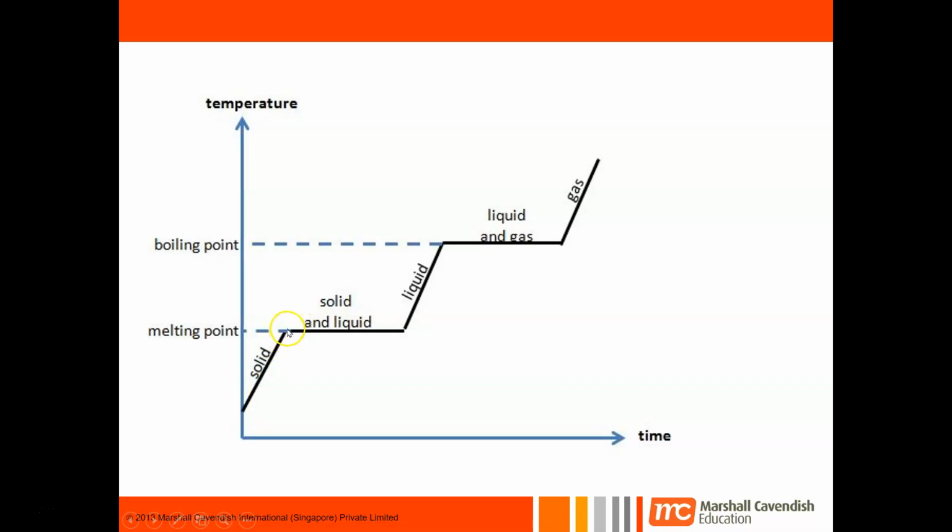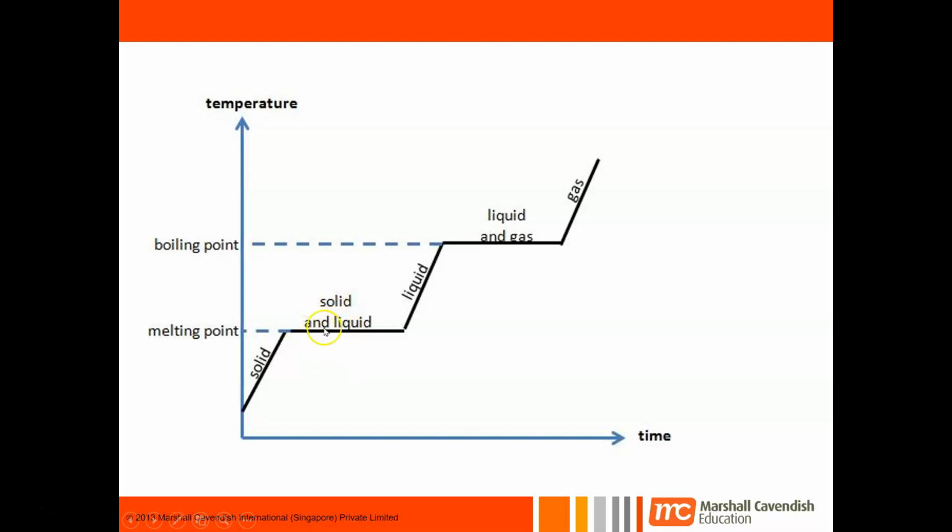And just to be clear, the melting point of each substance is different. Okay, so water's melting point is 0, but this can be different for other substances. Okay, so not everything is like water. Now what happens at this point is that you are at this kind of interface between a solid and a liquid. And if you notice, the temperature doesn't increase any further at this interface.